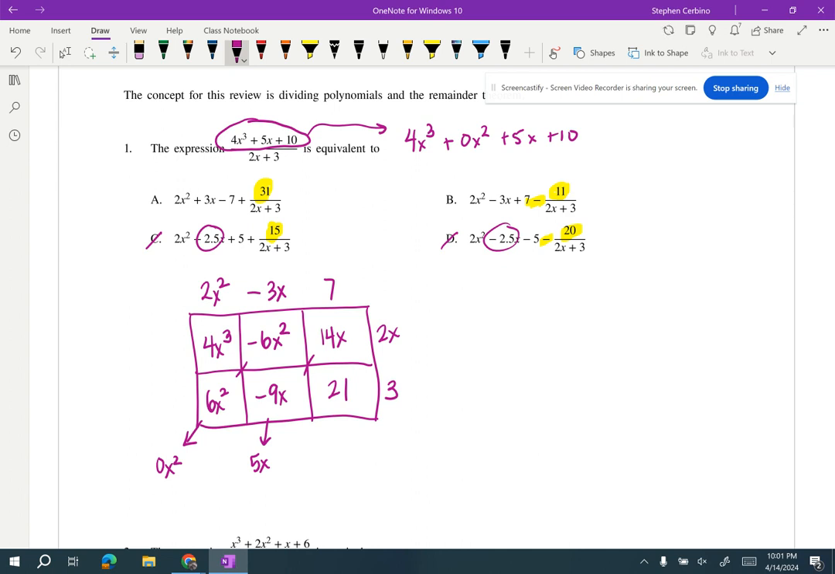And if we go a little bit further, we also know it's not A, because that's positive. We want it to be negative. So we kind of know this answer is already choice B. But just to make sure, let's find our remainder.